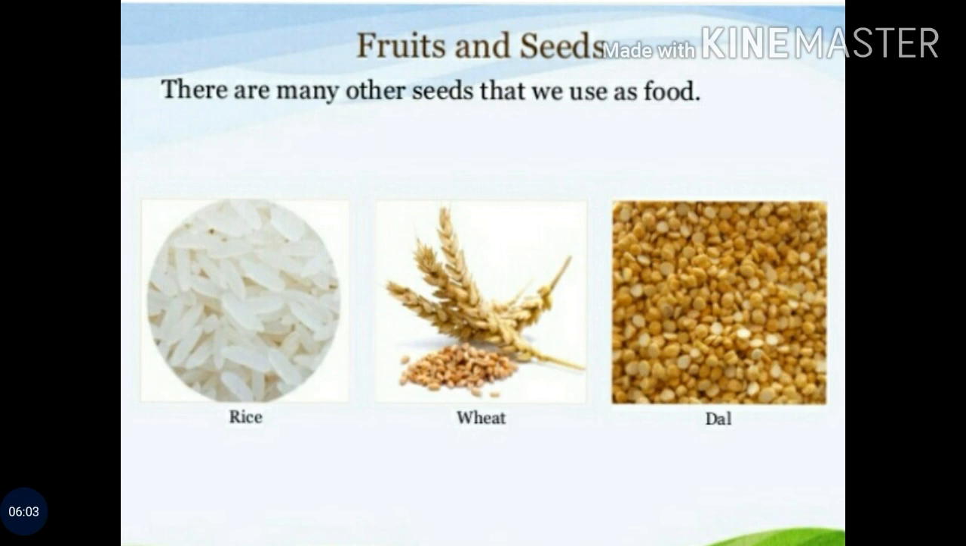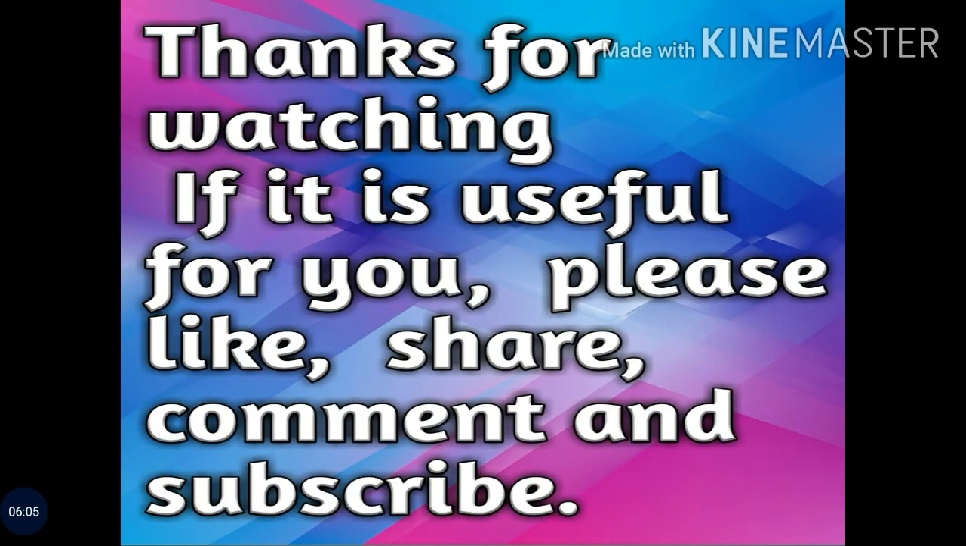So here are some of the different parts of the plant which we eat as food. We eat some of the roots as food, we eat some of the stems as food, we eat some of the flowers as food, we eat some of the leaves as food. There are different parts of the plant which we eat as food.